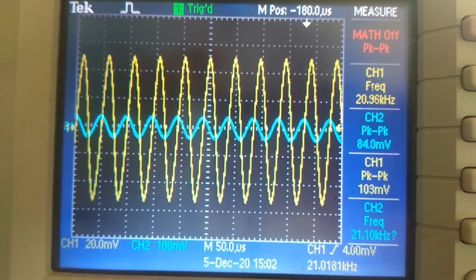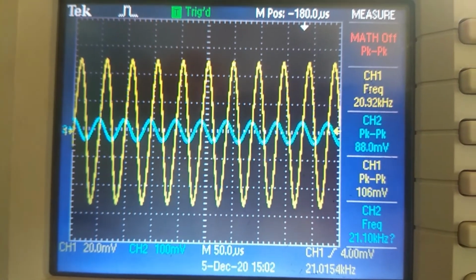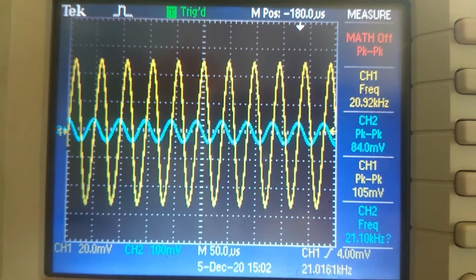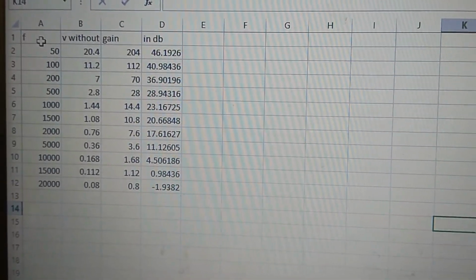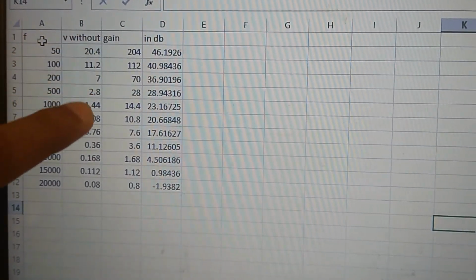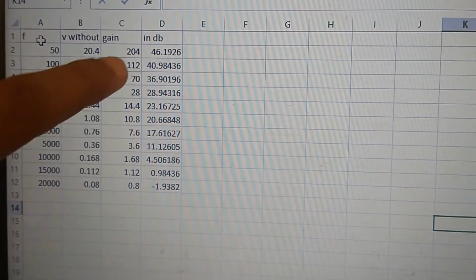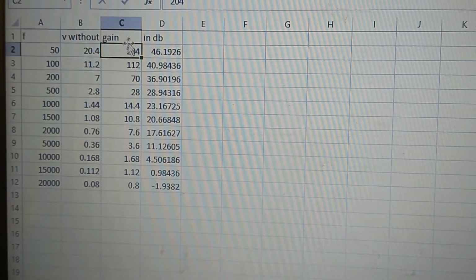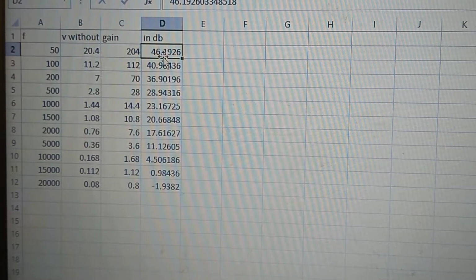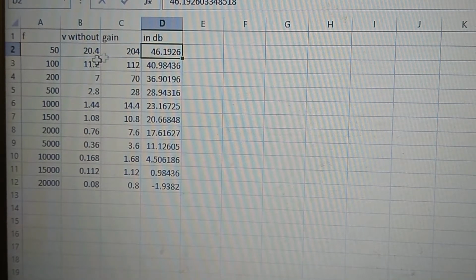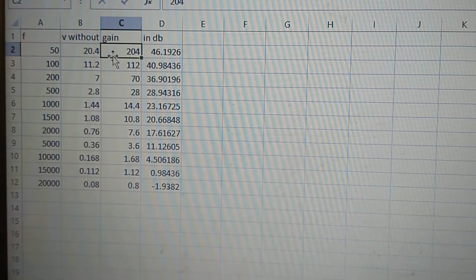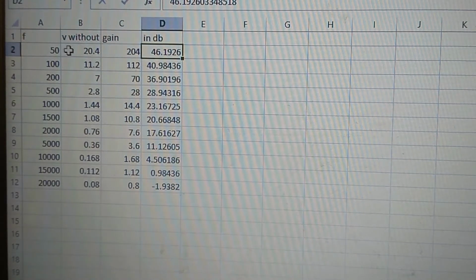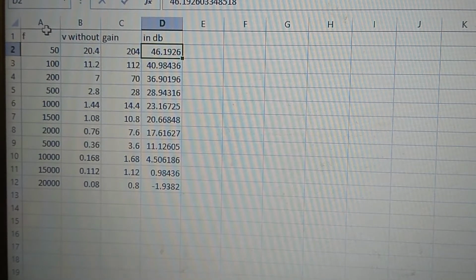Now we are going to see the plot between frequency and the amplitude that we got. If you see, this is the frequency that we have taken, this is the output voltage that we got around that value, and this is the gain. How has the gain been calculated? If you see, this is 20.4 by 0.1, because 0.1 is what we gave as the input. The formula for dB is 20 log of this value, log at the base of 10. Now I am going to plot between frequency and the gain.